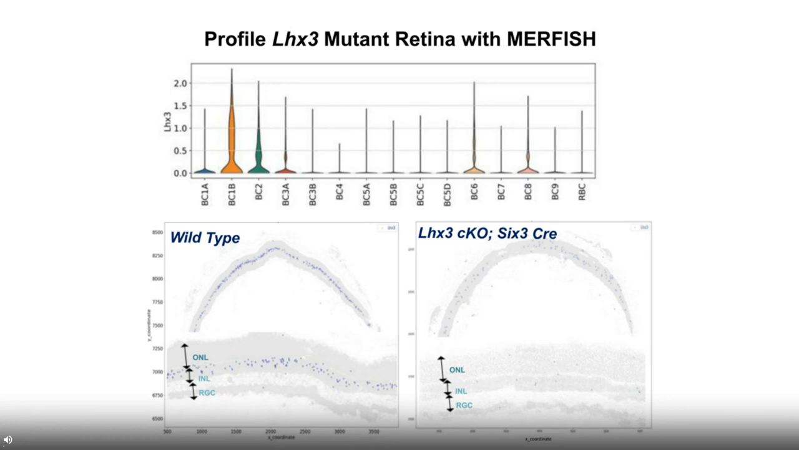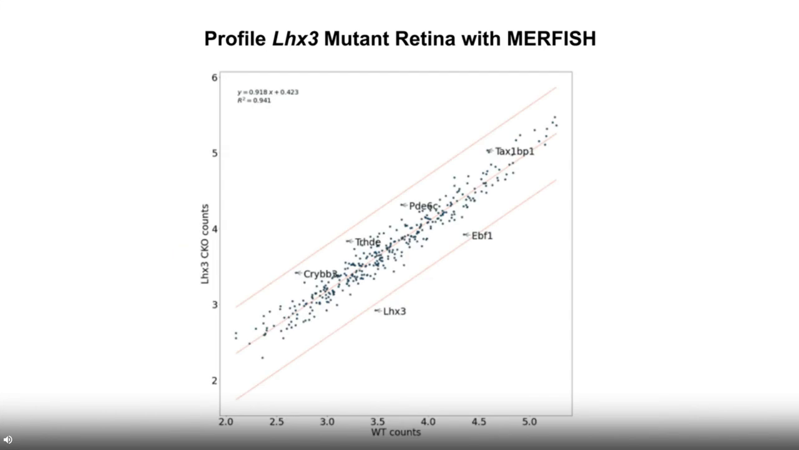As you can see in the wild type, the expression is in the nuclear layer where the bipolar cells are, and in the knockout mouse, which is the conditional knockout derived with Six3-Cre, the LHX3 expression is largely gone. You probably have maybe 5 to 10% left. Then we compared the MERSCOPE results obtained from the LHX3 knockout retina to the wild type. Overall, they are very consistent. All the marker genes essentially didn't change, except LHX3, which is dramatically reduced.